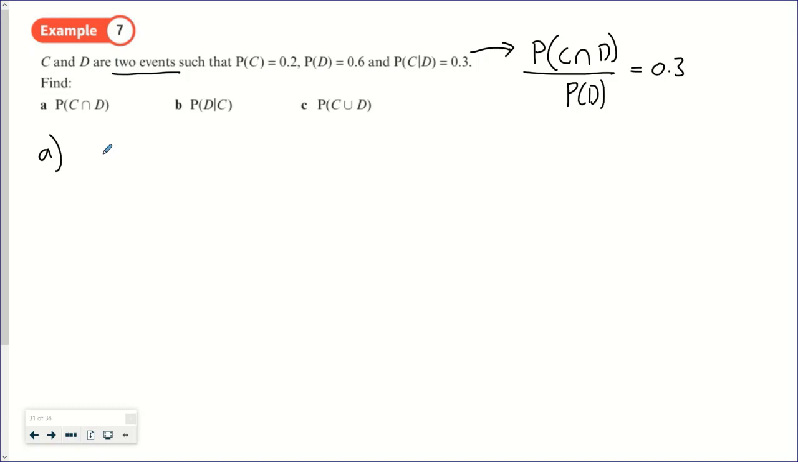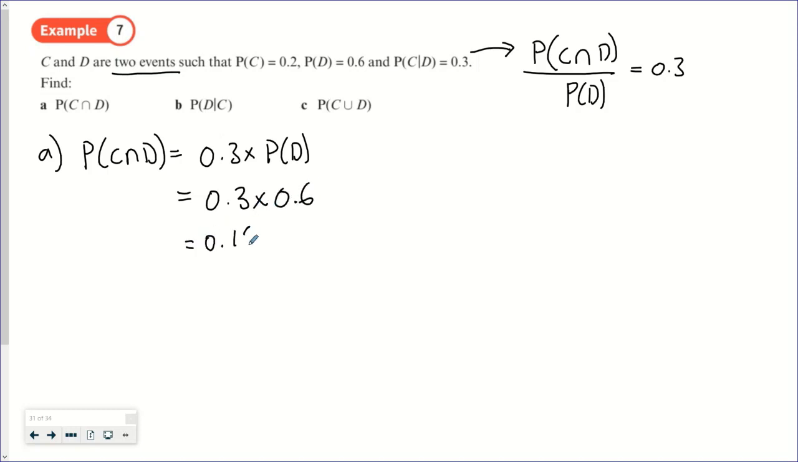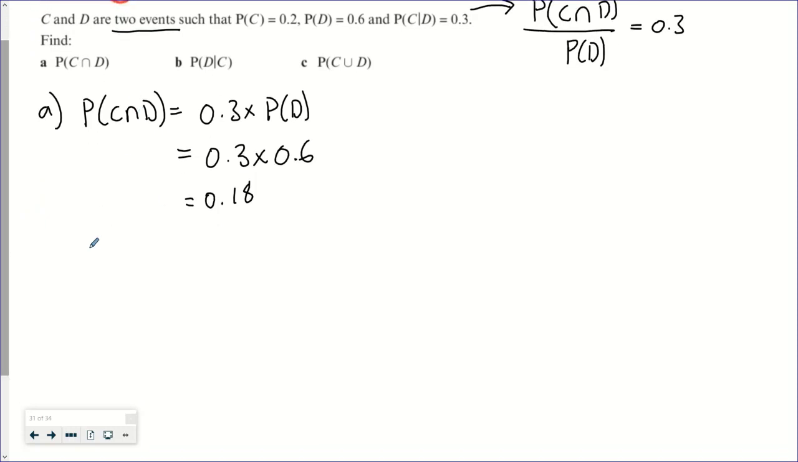So we can't just times their probabilities together. Instead, we're going to have to rearrange this formula to get C and D the subject. So the probability of C and D happening, times both sides by the probability of D. So we're going to get 0.3 times the probability of D. And we're told the probability of D happening is 0.6. So we do 0.3 times 0.6 to get 0.18. Another way of doing that, we could have just used the formula. The probability of C and D happening is the probability of D happening multiplied by the probability of C happening given that D has happened. And we would have got the same answer, 0.18.